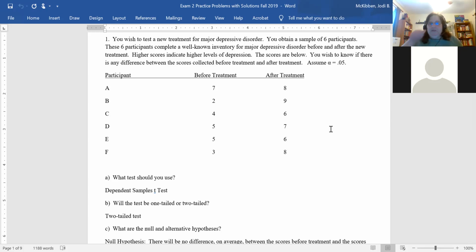And we'll go through an example of that. Let's do that. But the one sample t-test would have been if I was comparing a sample to a population. So then there would only be 1 number per person, 1 score per person, plus a population mean that you were given. Okay. All right.